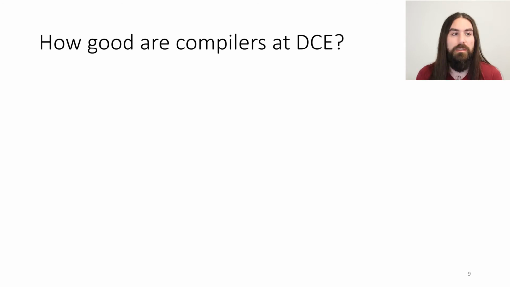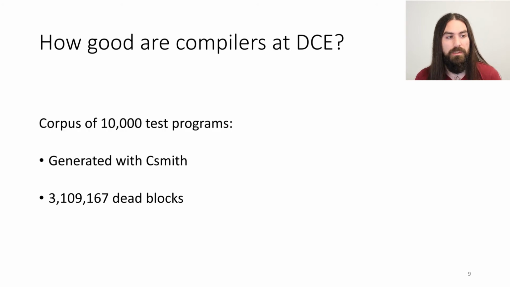And to do that, we needed a test corpus. And for that, we used 10,000 test programs that were generated by CSmith. CSmith is a randomized C program generator. And now, because these CSmith programs are closed and deterministic, we can also compute the ground truth. And what we computed was that these programs contain around 3 million dead blocks.